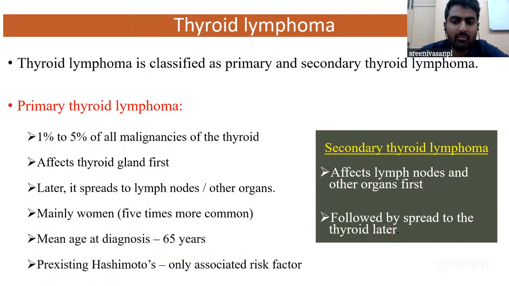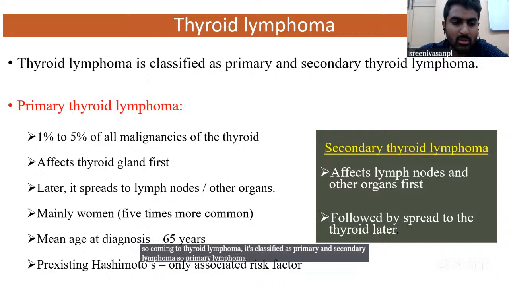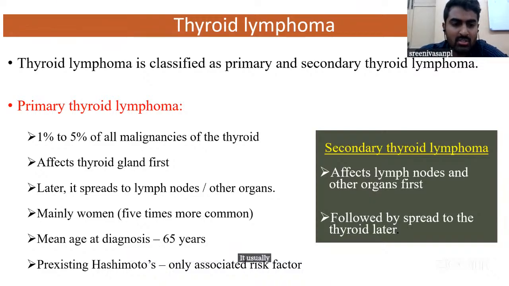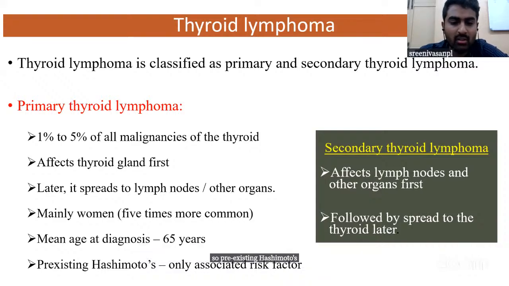So coming to thyroid lymphoma, it's classified as primary and secondary thyroid lymphoma. Primary thyroid lymphoma accounts for 1 to 5% of all thyroid malignancies. It usually affects the thyroid gland first, followed by lymph nodes and other organs. Mainly women are affected, at around the age group of 65 years. Pre-existing Hashimoto's is the only associated risk factor.